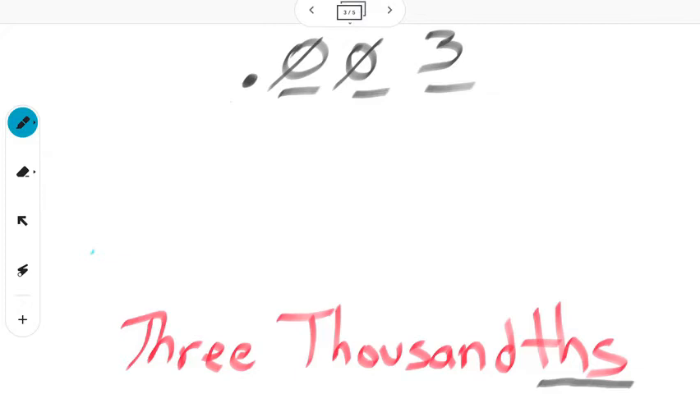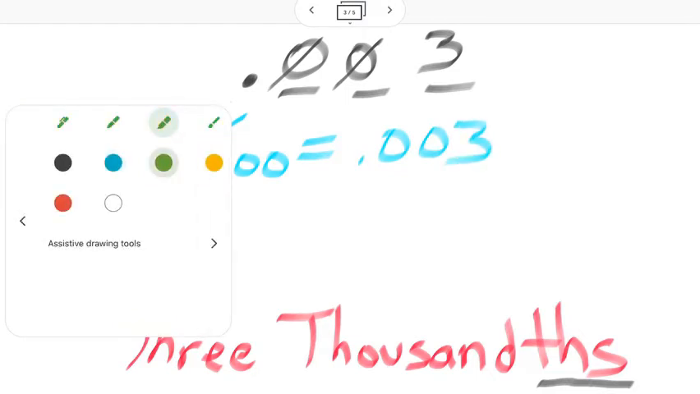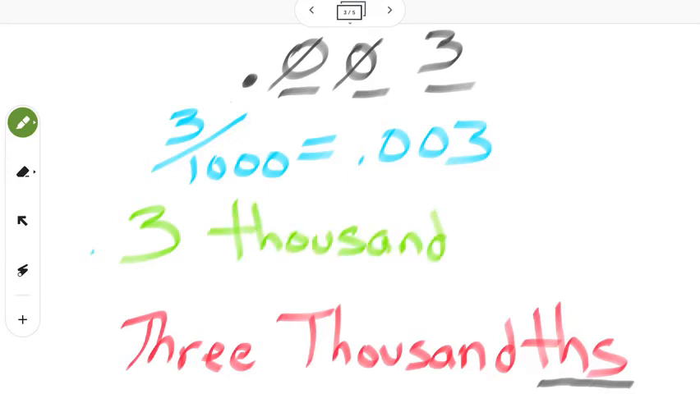Next is expanded form. So for this one, I'm going to write 3 over 1,000, and that equals 0.003. And then our last thing that we need to do is unit form. So again, this time it's 3, the number, and then we're writing thousandths. Again, we're keeping that THS because it reminds us it's to the right of the decimal.